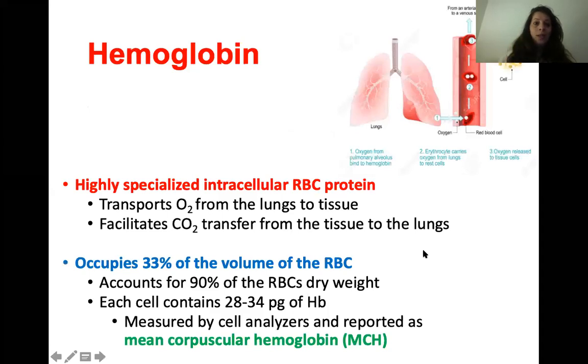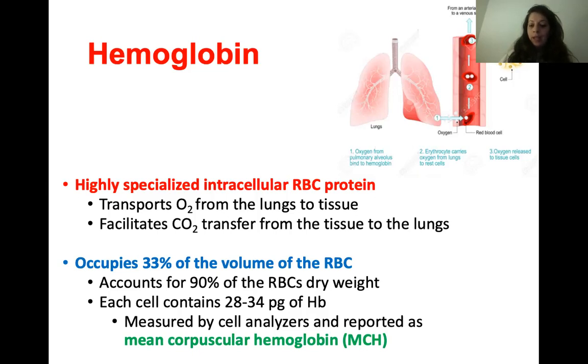So first of all, what is hemoglobin? It's the most specialized intracellular red blood cell protein, and it's the protein that transports oxygen from the lungs to the tissue, but also facilitates the CO2 transfer from the tissue to the lungs. And it occupies 33% of the volume of the red blood cells, and it accounts for 90% of the red blood cells' dry weight. So each cell will contain between 28 to 34 picograms of hemoglobin.